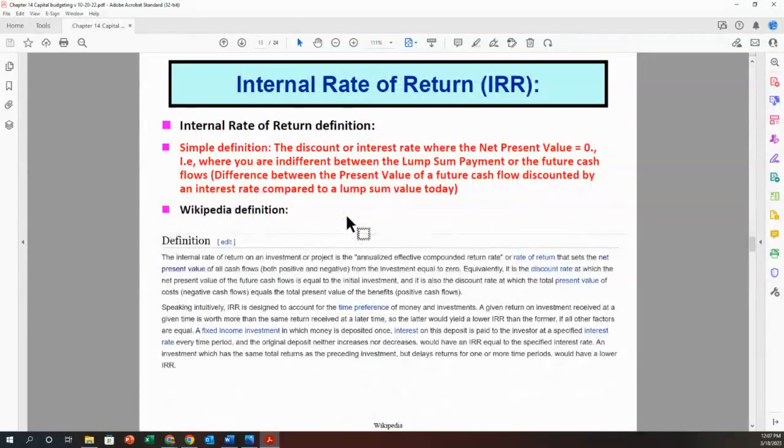So let's talk about the internal rate of return. The internal rate of return, simple definition, is the discount or interest rate where the net present value equals zero, i.e. where we're indifferent between a lump sum payment or the future cash flows. Again, it's the difference between the present value of future cash flows discounted by an interest rate compared to a lump sum value today. So the internal rate of return is a surrogate for return on investment.